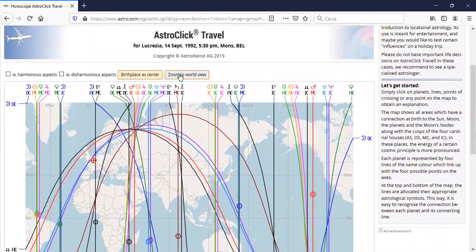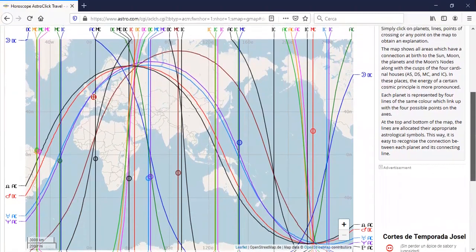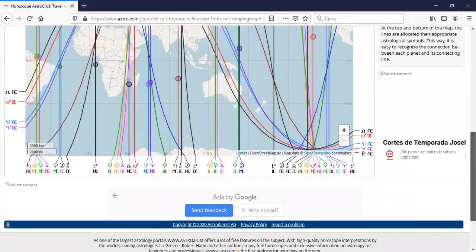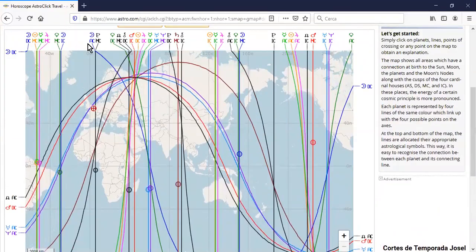So if you zoom to the world view, you will see that at the top of this map, at the bottom of this map, and on each side you have a planetary symbol with one of the cardinal angles, one of the cardinal points, so the ascendant, the descendant, the nadir, and the midheaven. So each planet is associated with one of the angles.